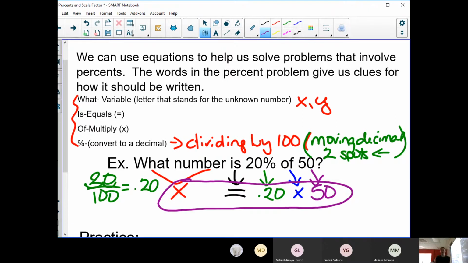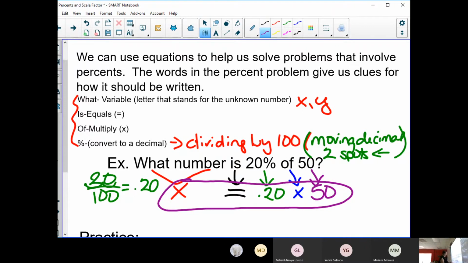So if you have a problem, or a question that asks you to write the percent equation, this is what I'm looking for. X equals 0.20 times 50. Not an answer, just the equation. So if you already did your warm-up and you gave me an answer and not the equation, you didn't read the directions or follow the directions carefully.